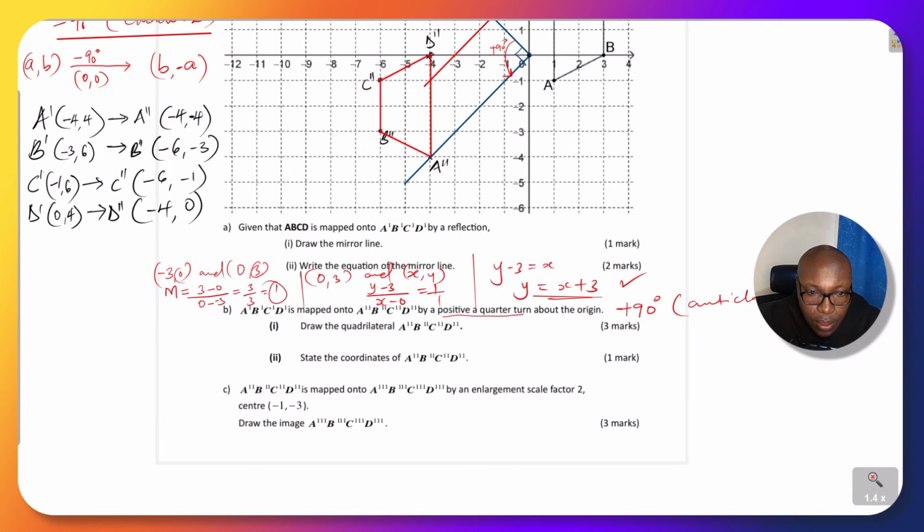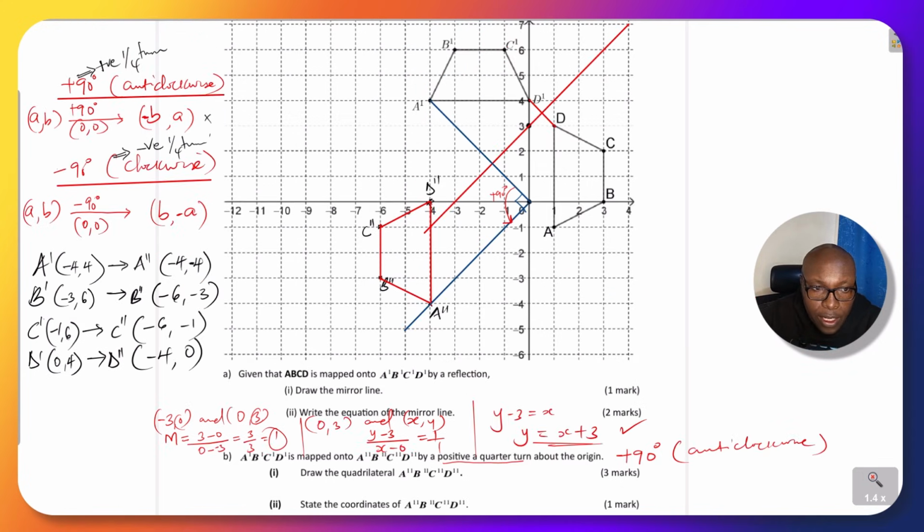Then part C. A double prime, B double prime, C double prime, D double prime is mapped onto A3, B3, C3, D3 by an enlargement scale factor 2, center -1, -3. Draw the image. So this is an enlargement, scale factor 2. The center is -1, -3. First we identify the center, -1, -3. So -1, -3 is here. This is the center. So let me mark the center here. So there is the center.